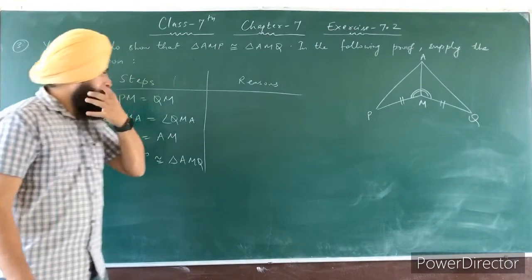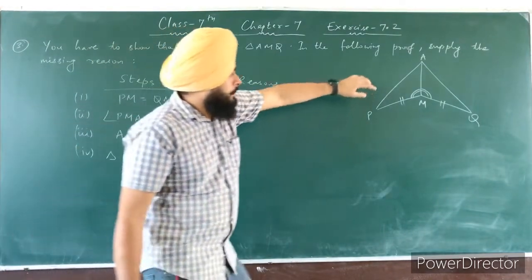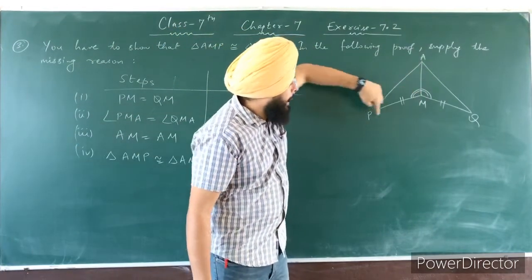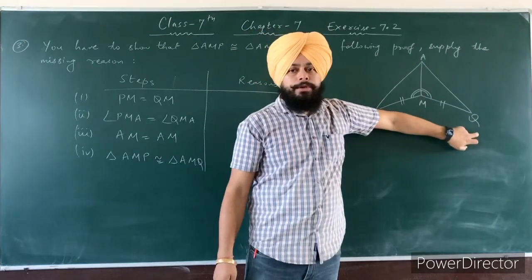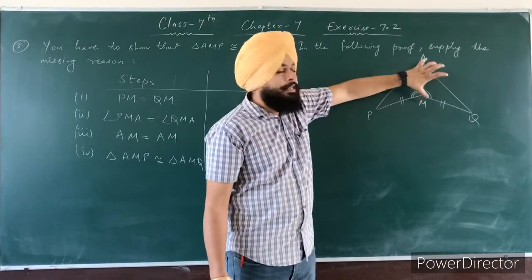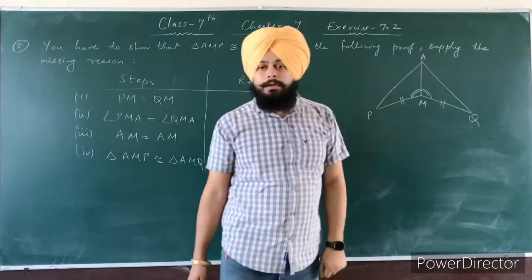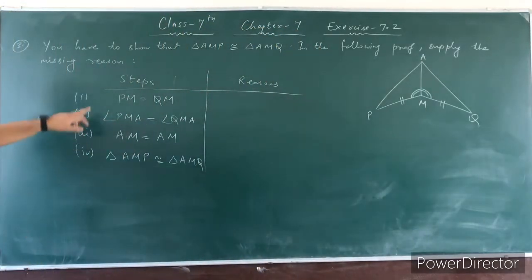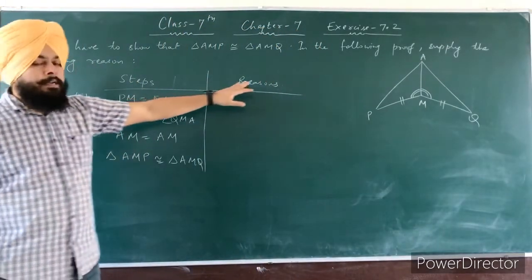So you can see here the figure is given already, in which two triangles are given, triangle AMP and triangle AMQ, in which AM is the common side of both of these two triangles. Clear? So there are 4 steps in which we have to write the reason.